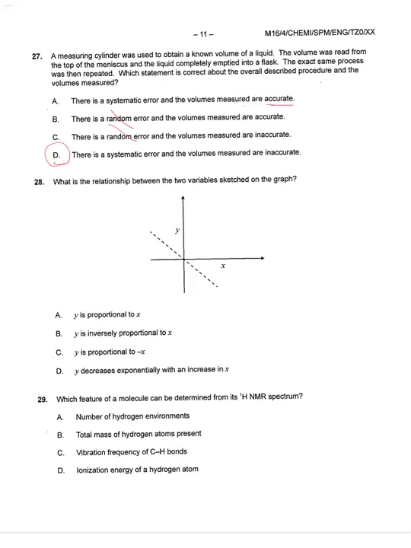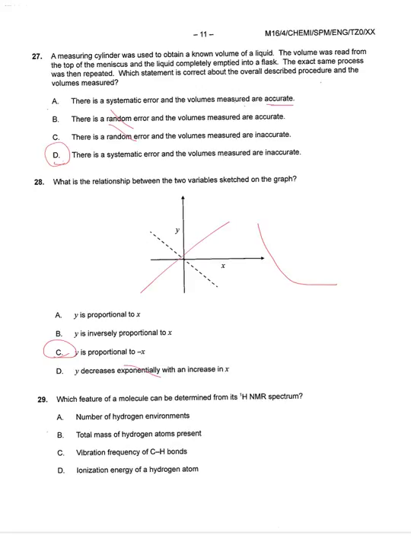28, what is the relationship between the two variables sketched? A says y is proportional to x. That's not quite true, because for y proportional to x, I would expect it to have a positive slope going the other way. B, inversely proportional, that yields an exponential graph. C, y is proportional to negative x, that would give me a positive slope. And then D, again, we're talking exponential. So the one that's going to give me the graph shown here would be C.